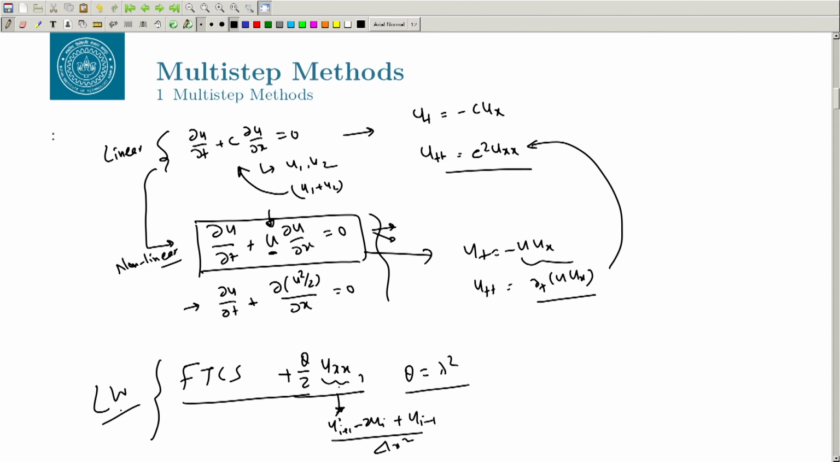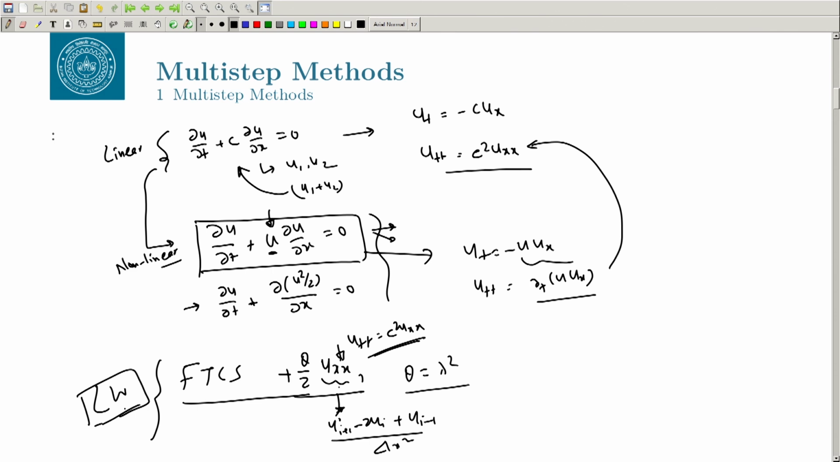It cannot be easily derived for the nonlinear problem because u t t is not equal to c square u x x. That is not true for the nonlinear problem. But what we can do is break this problem into two steps.